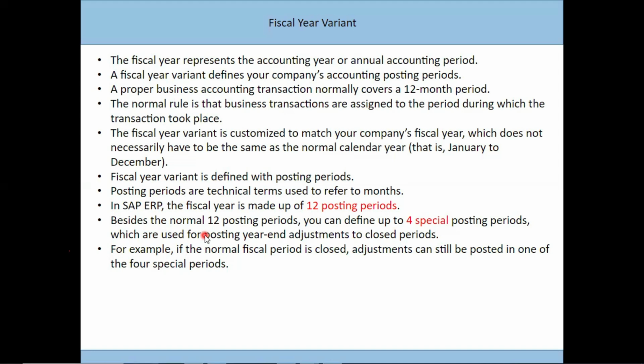Then the fiscal year variant is defined with posting periods, and posting period is the technical term used to refer to months, right? So just a few minutes before I told you, in SAP periods are nothing but your months, and posting periods are also a technical term referring to a month. So in SAP ERP, the fiscal year is made up of 12 posting periods, because a year has 12 months. But what do posting periods mean?